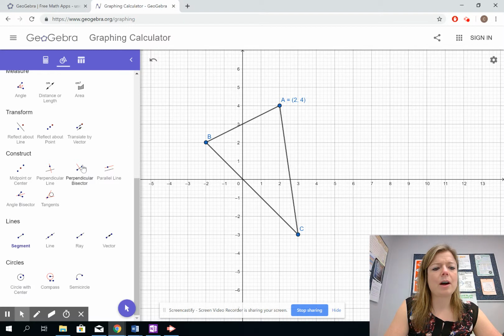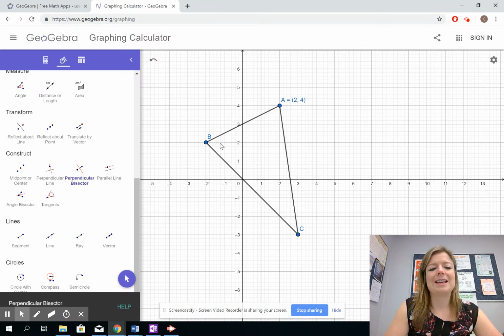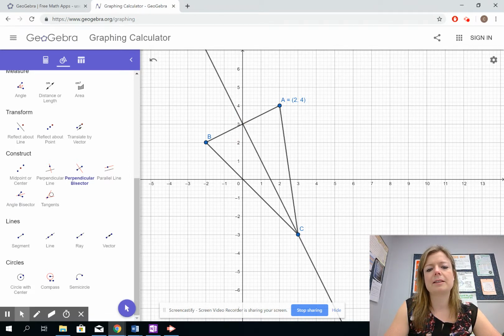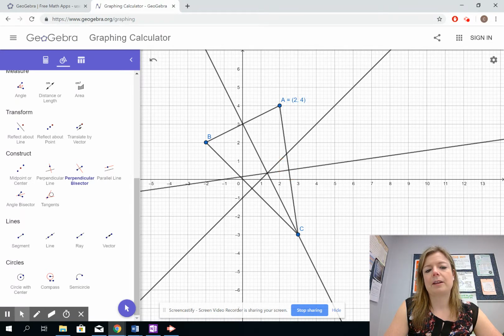All right, now I am going to find the perpendicular bisector. And notice that under construct, there is an option just for perpendicular bisector. How easy is that? So then we just click on this line segment to draw its perpendicular bisector. Same thing on this segment to draw its perpendicular bisector, and on this segment to find its perpendicular bisector. So you should notice that all 3 perpendicular bisectors intersect at a common point. And this will always be the case.